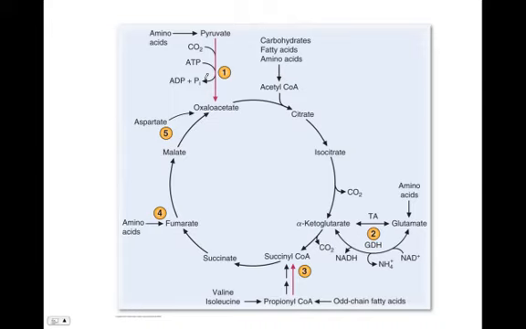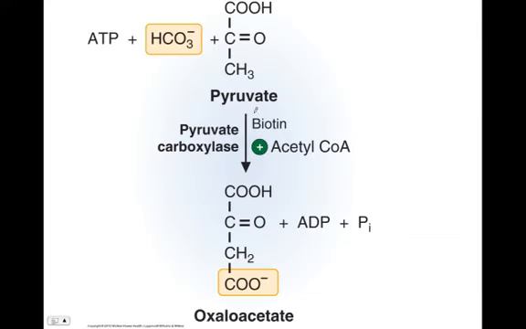Biotin will bind carbon dioxide as an intermediate, and the activated carbon dioxide is transferred to pyruvate to form the carboxyl group of oxaloacetate. The conversion of pyruvate to oxaloacetate by pyruvate carboxylase is shown here. Again, this enzyme requires biotin.